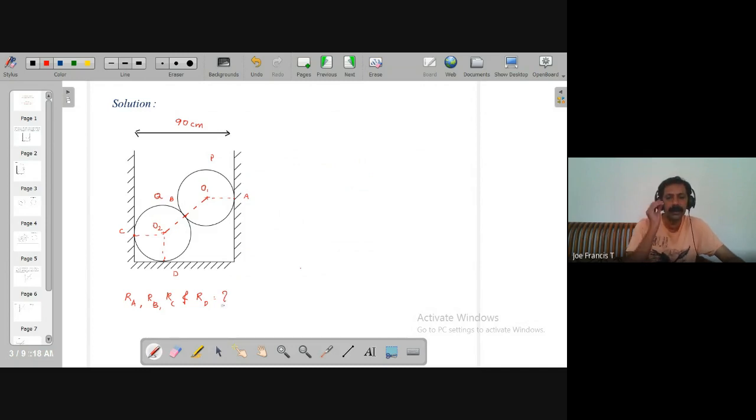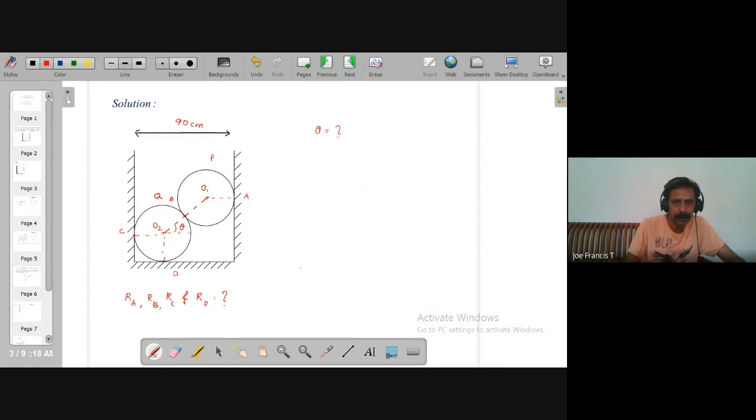When you try to solve this problem, the first thing that you need to do is to find the angle that the line joining these two centers makes with the horizontal. That means if I draw a horizontal line here, this line O1O2 will make an angle with this horizontal line, say theta. So the first step is to find this angle theta.